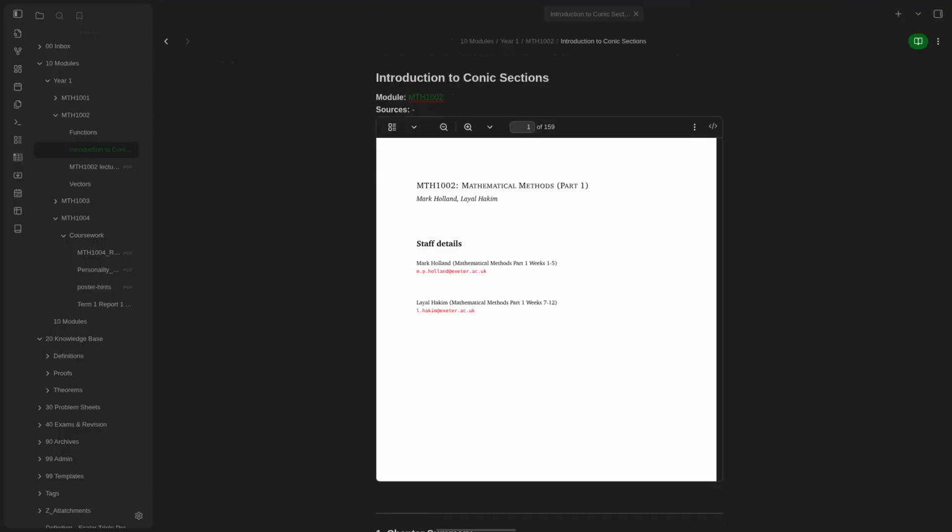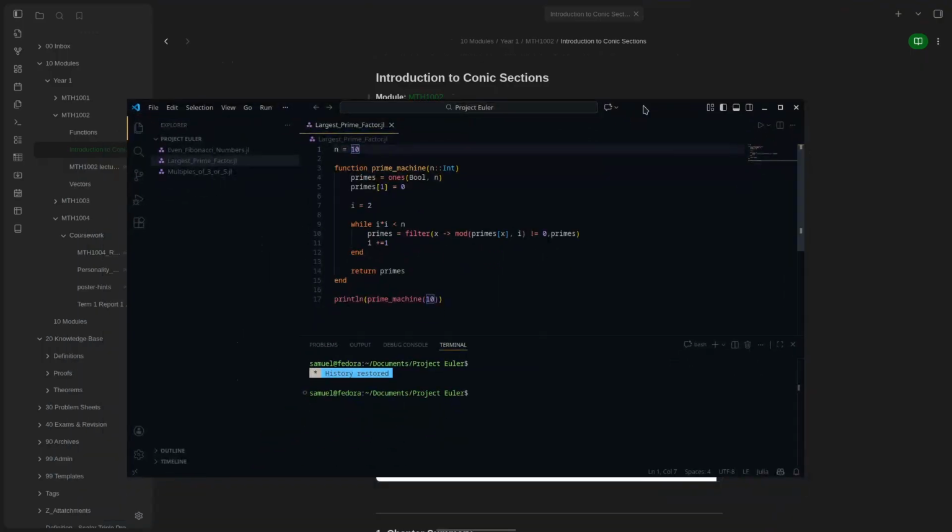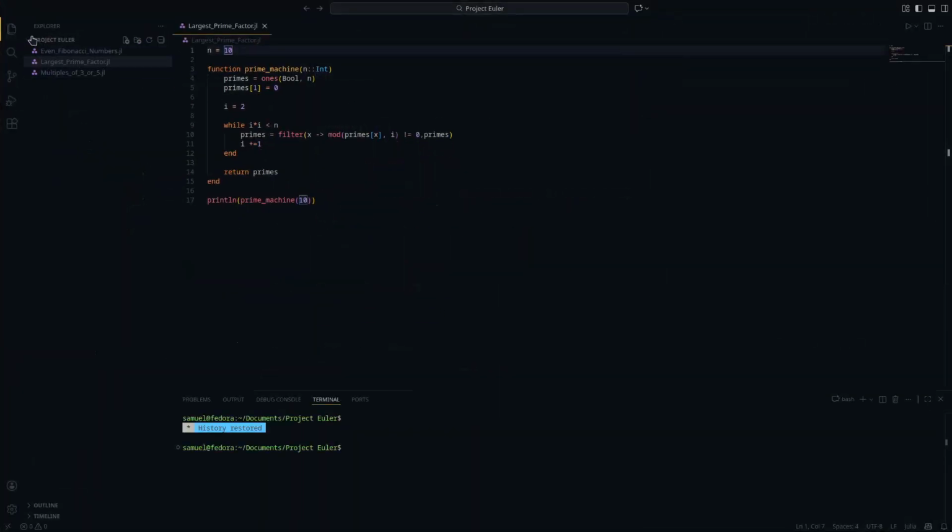This is not a solution, by the way. I don't recommend this. This is Project Euler. Don't worry about it. I could probably do that at some point.